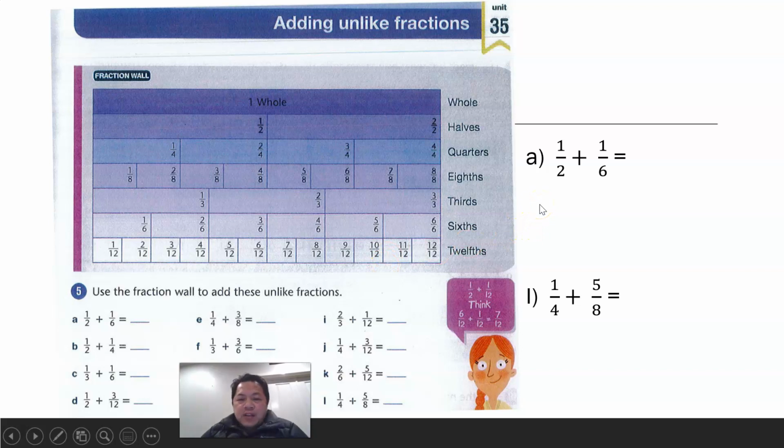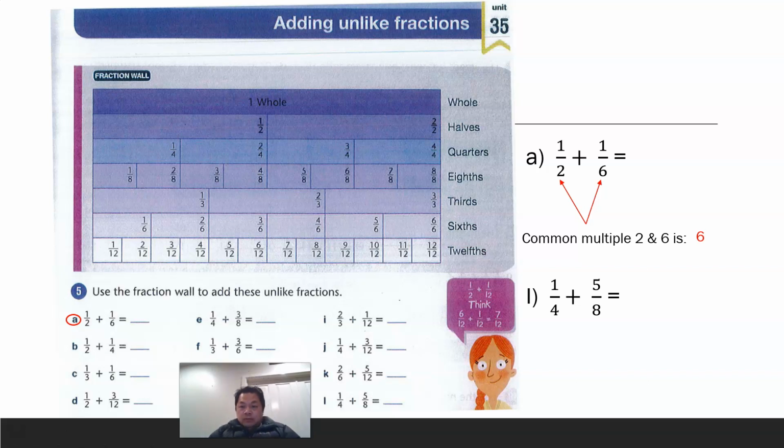First thing first, we got to understand how to convert fractions to the same denominator. So we're looking at the denominator. I have 2 and 6 here. The common multiple of 2 and 6 is actually 6. Most of the time we try to get the lowest common multiple, because if we get the numbers too big, there's a higher chance for us to make errors.